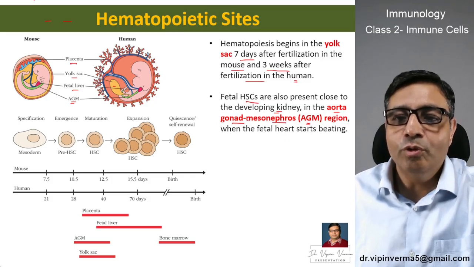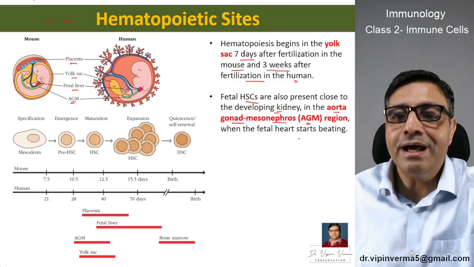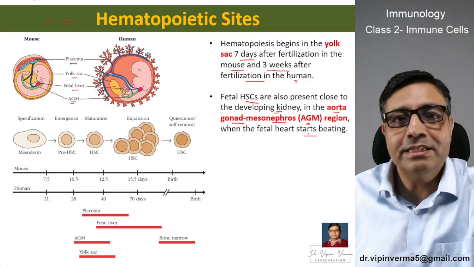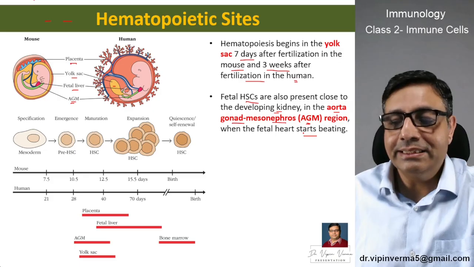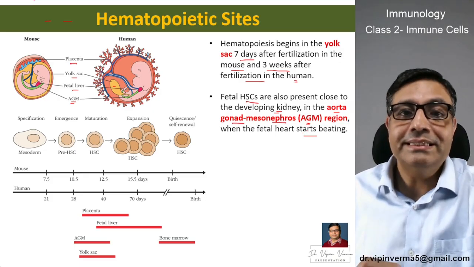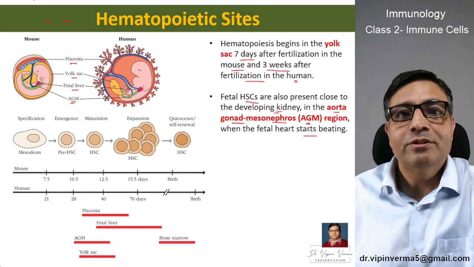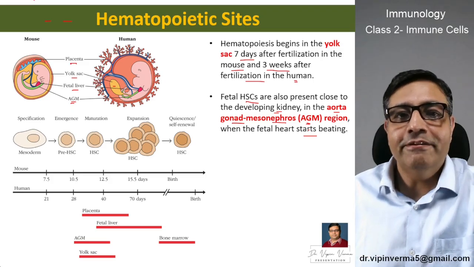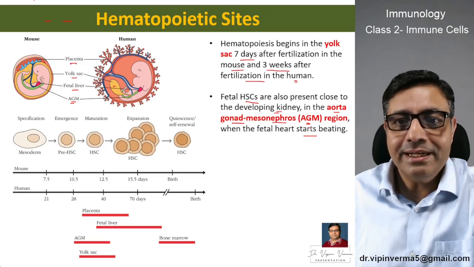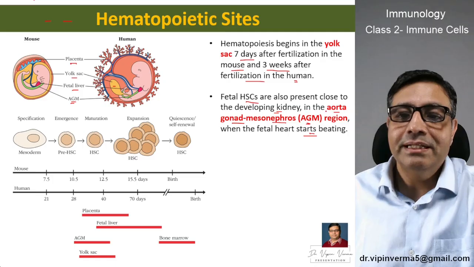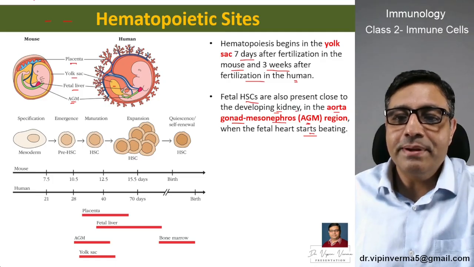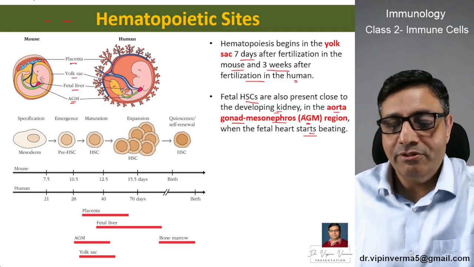And you can find this particularly when the fetal heart starts beating, because now the heart is formed and it has started beating, so that means it has started pushing the cells to the tissues so that it can develop the circulatory system, right? So when the heart starts beating, we can find these hematopoietic stem cells near the developing kidneys in the AGM region.